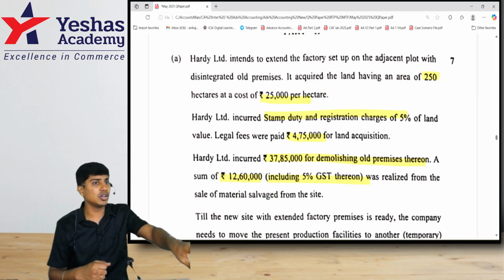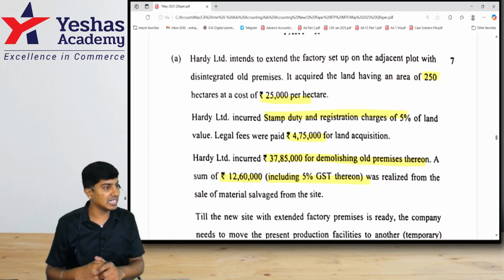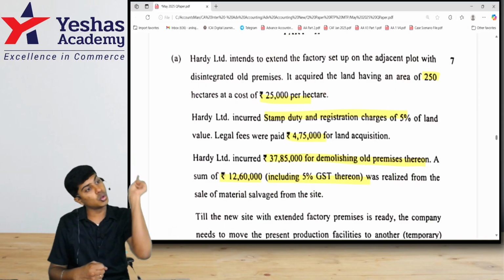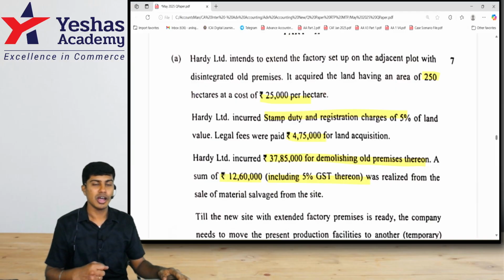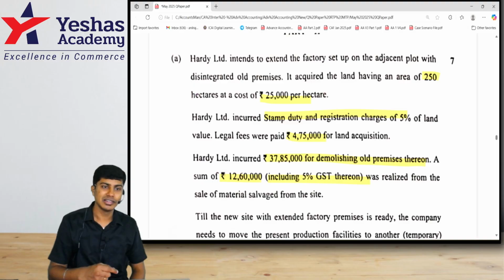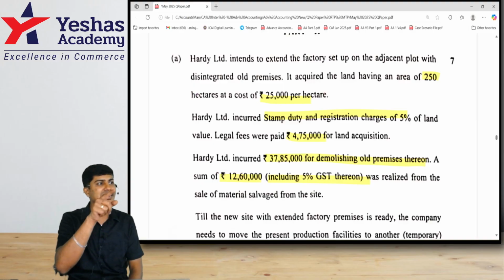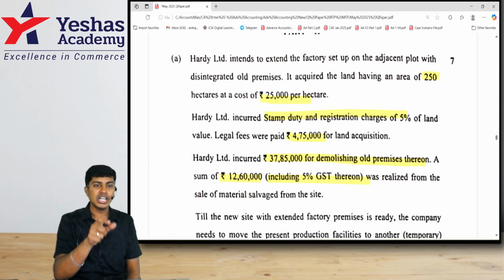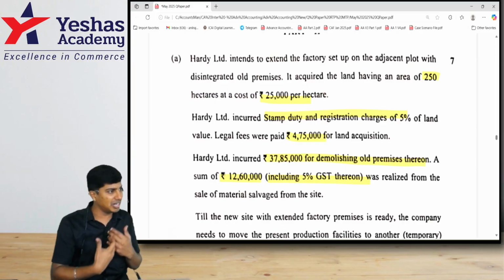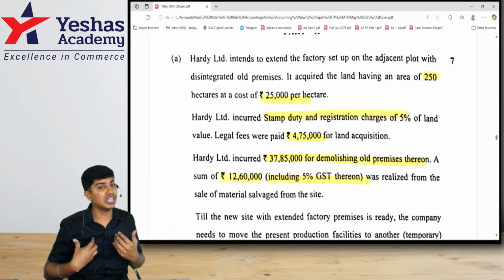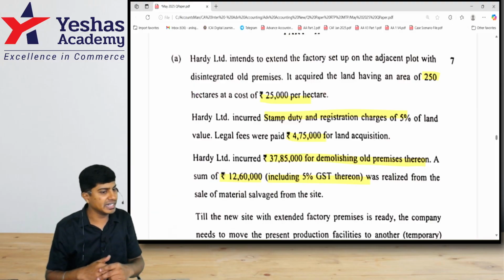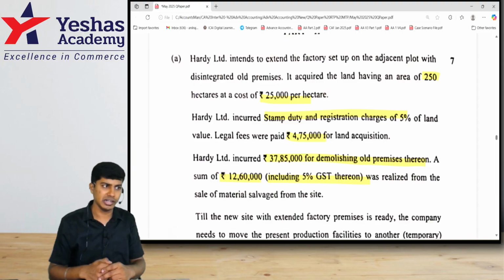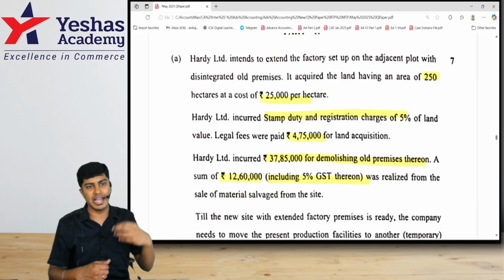Can I do 12,60,000 into 5%? Don't do that. The reason is 12,60,000 includes 5%. This is 105. How much is 100 in this? How do we find it? 12,60,000 into 100 divided by 105. 12 lakh is the money that I'm recovering. 37,85,000 is the money that I'm spending. For demolishing, I incurred 37,85,000, and on demolition, I've got 12 lakh rupees to me.